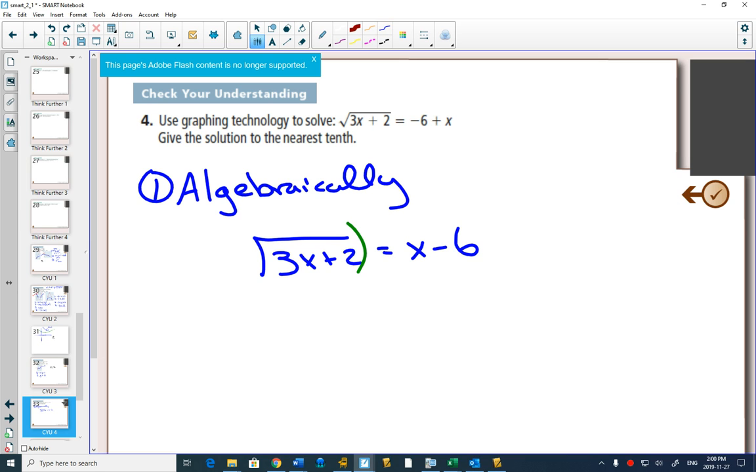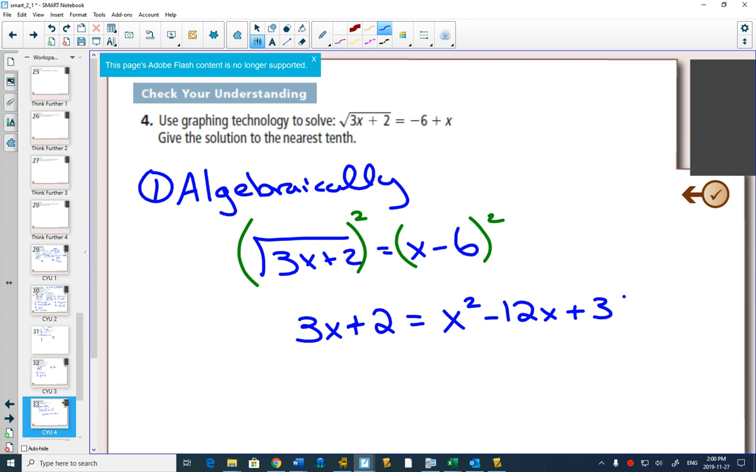And now I can square both sides. Now squaring a square root, the reason you isolate it is because squaring a square root cancels out the square root. You have to be careful on the right-hand side, because when you square that side, you're going to have to FOIL. You would get x squared minus 12x plus 36. So we start by squaring both sides once that radical is isolated, so that you can get an equation that doesn't have a square root anymore.